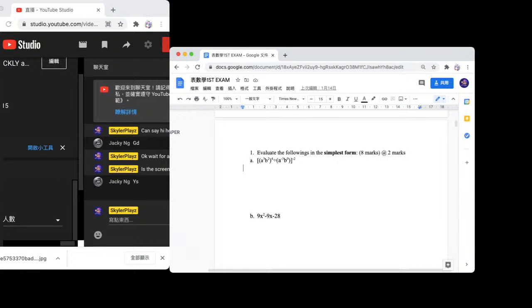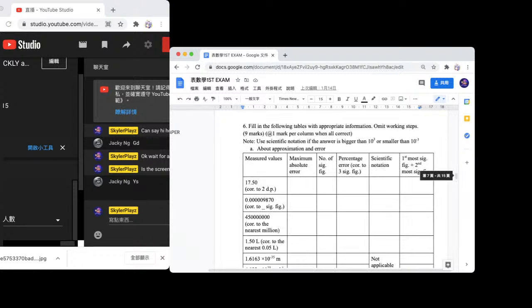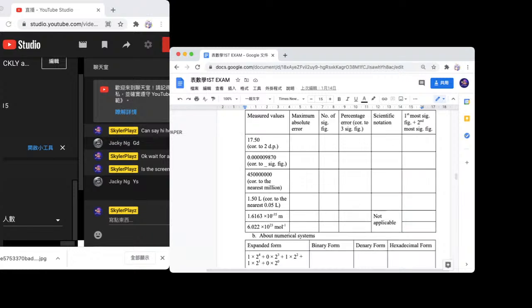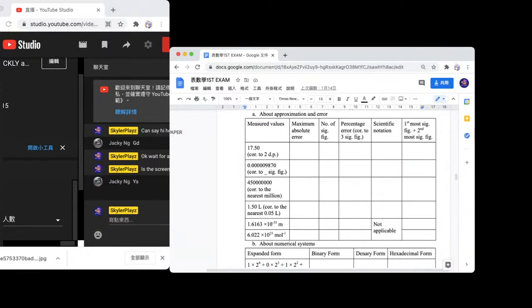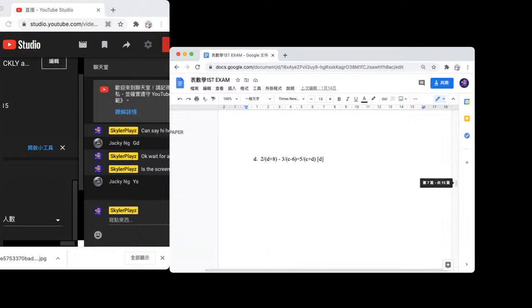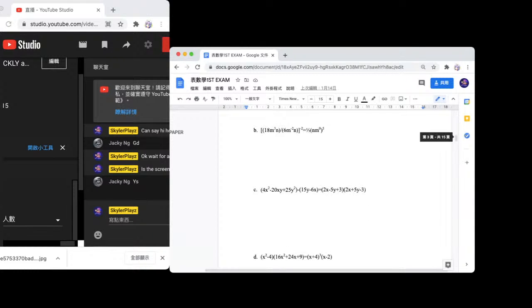In this paper, there are about 5 topics. First is factorization and identity. Second is simultaneous equations. Third is algebraic expressions. Fourth is the numerical system. Finally, it's about the change of subject. And there are also other kinds of stuff such as significant figures, maximum absolute error, etc. As you're ready, we start now.